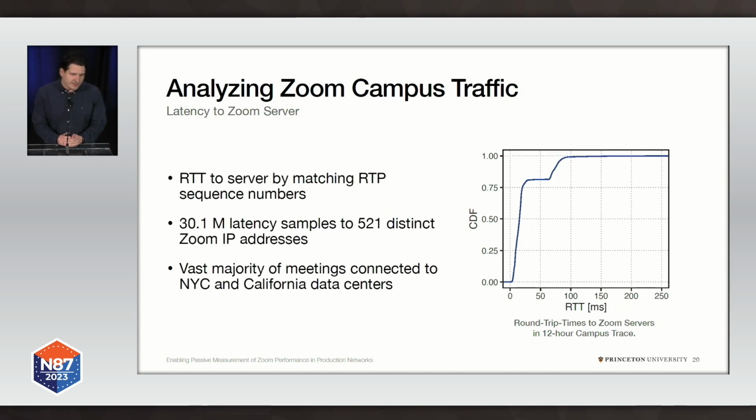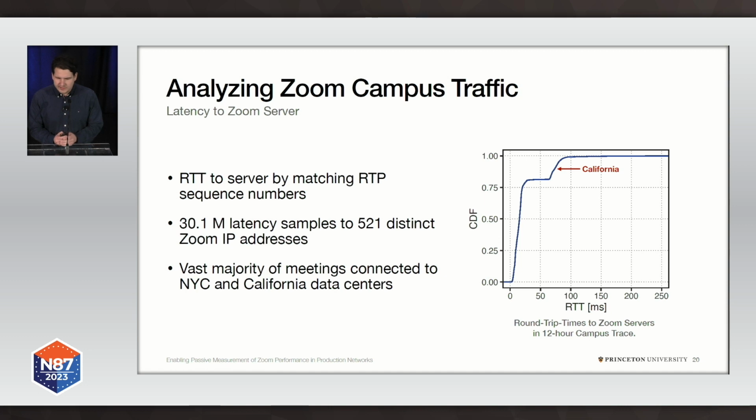Then the latency. As I said before, we measure latency by matching the RTP sequence numbers, and over the entire trace, this provided us with a little over 30 million latency samples to 521 distinct Zoom server IP addresses. And we know from both our measurements as well as the data that we have through our Zoom Enterprise account that roughly 80% of our meetings on the campus are connected to data centers in the New York City metro area. Again, we are located in central New Jersey. And roughly 20% are connected to servers on the US West Coast in San Jose.